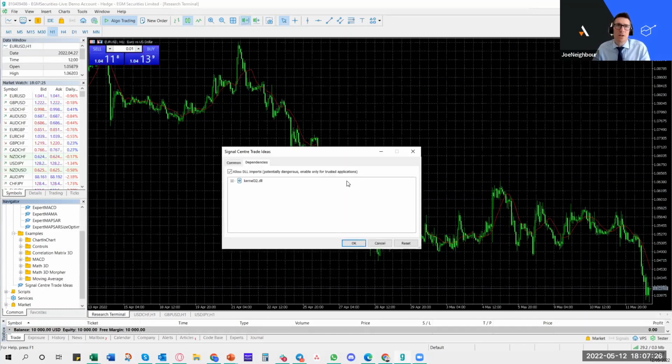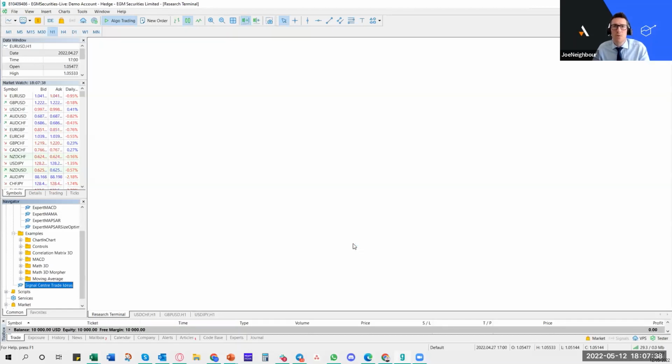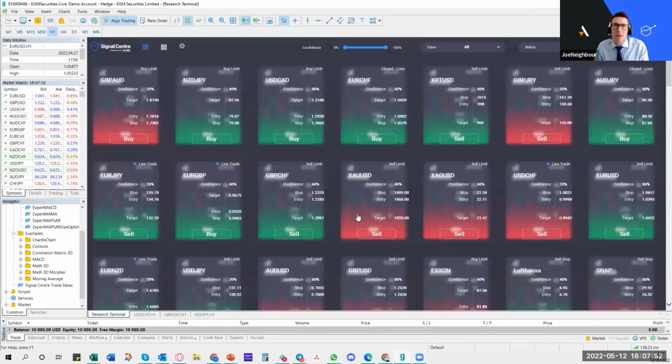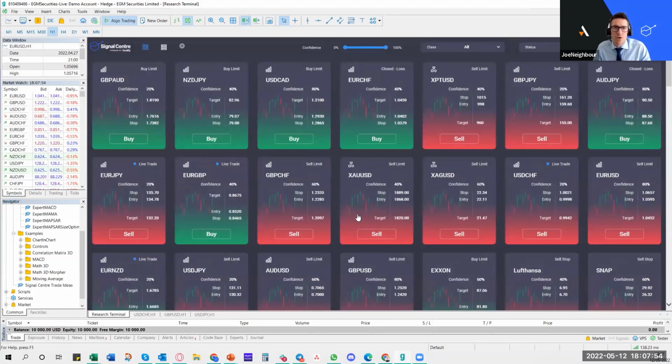So you will be asked to click a couple of boxes. You need to allow DLL imports, and you need to allow algo trading, and also ensure that that is clicked up here where it says algo trading. And once you do, you will be shown a disclaimer. Obviously, all important when it comes to financial markets. There are substantial risks involved, as I'm sure you all know. So just make yourself familiar with that before accessing the signals. Once you've accepted that, this will take you through to the signal stream.